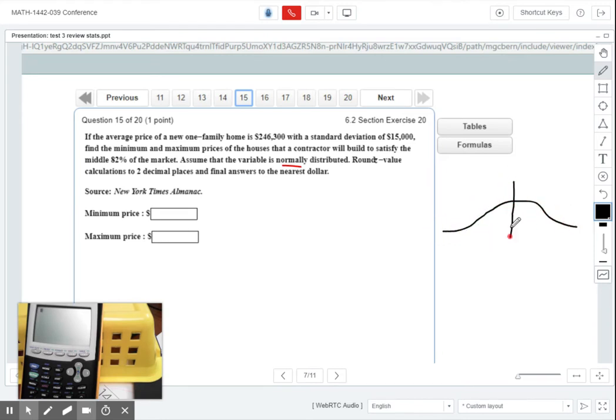It says the average home costs $246,300. That's our mean, that's our average. And these are numbers, so that's not a z-value. The z-value for our average is always going to be zero. Average z-value is always zero. Standard deviation is going to be 15,000.